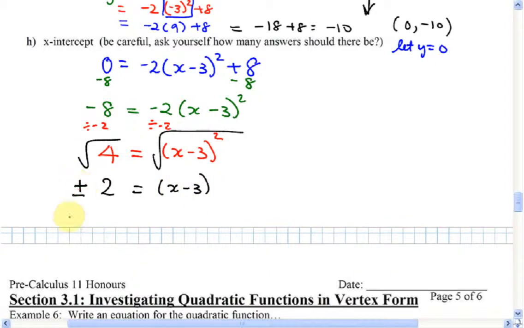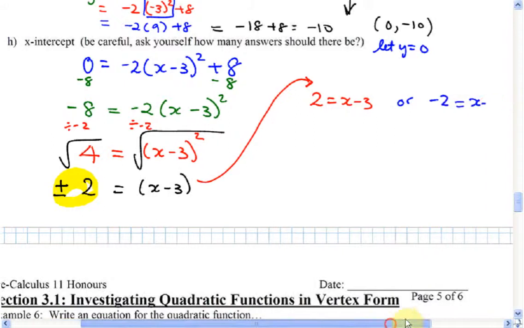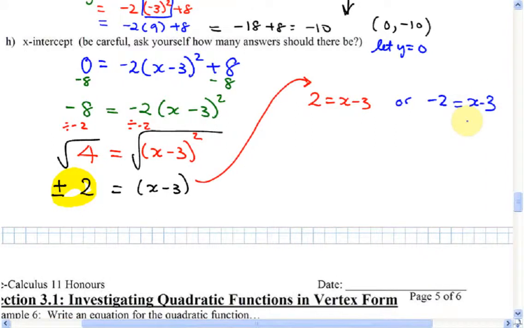2 or -2. Oh, plus minus. When you take the square root on both sides, plus minus. Which means the following. Guess what? That means you now actually have 2 answers. You either have 2 equals x minus 3, or you have -2 equals x minus 3. So notice that you have 2 answers for x. And that should make sense in a second when we graph this out.